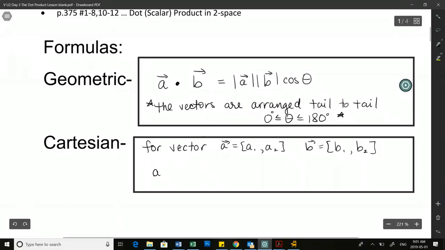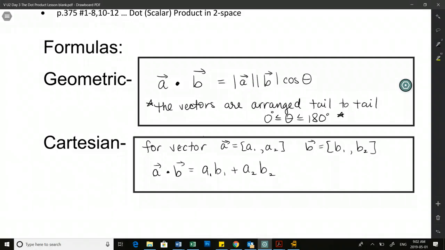So when I want to do A dot B, it ends up being the x components multiplied, so A1 and B1, plus the y components multiplied. So I'm interested in the sections of these vectors that are working in the same direction. Essentially, I multiply the x components and I multiply the y components and I add them together to get my final scalar.